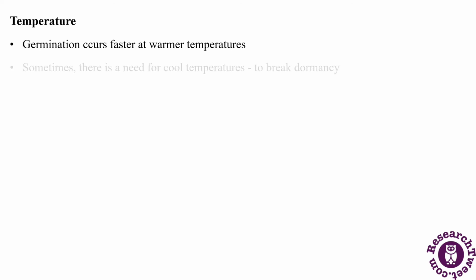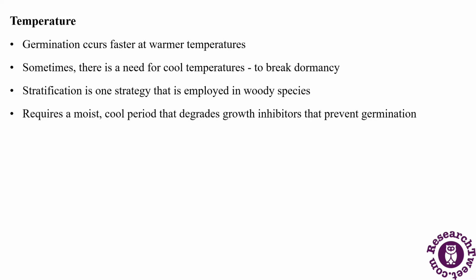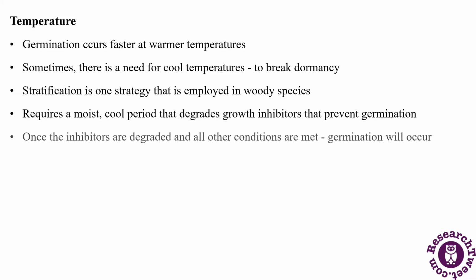Temperature. As with most reactions, germination generally occurs faster at warmer temperatures. Sometimes there is a need for cool temperatures to break dormancy. Stratification is one strategy that is employed in woody species in particular. It requires a moist, cool period that degrades growth inhibitors that prevent germination. Once the inhibitors are degraded and all other conditions are met, then germination will occur.